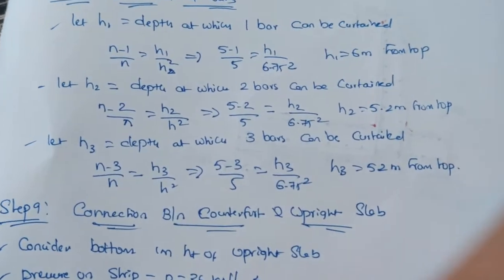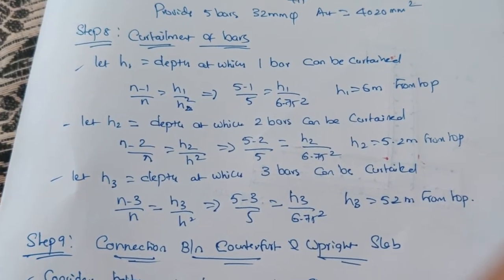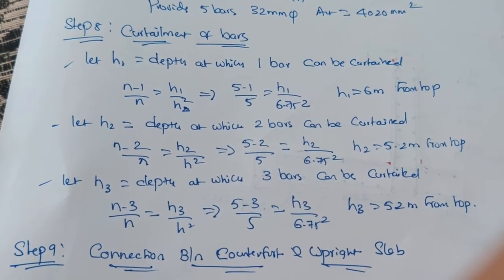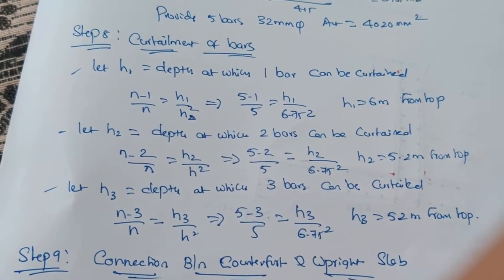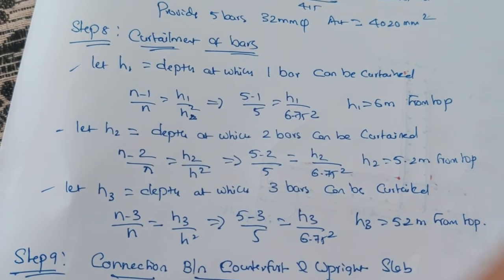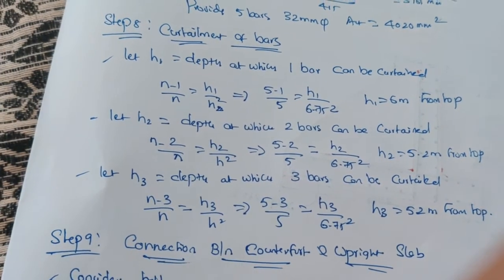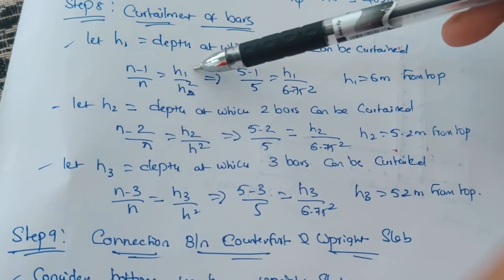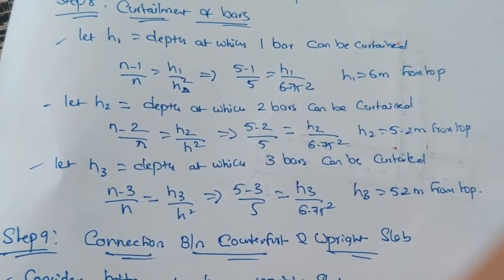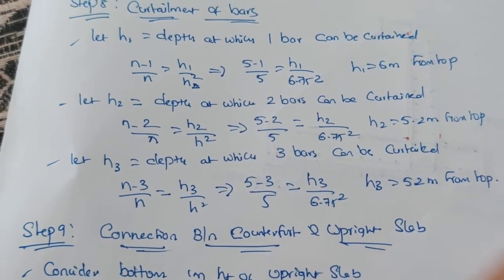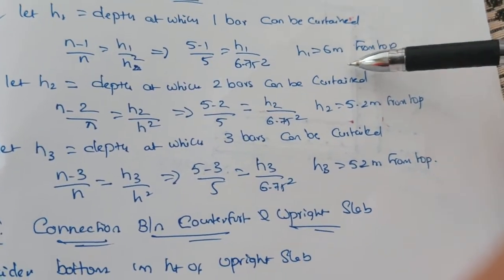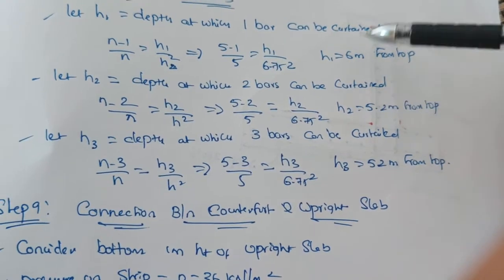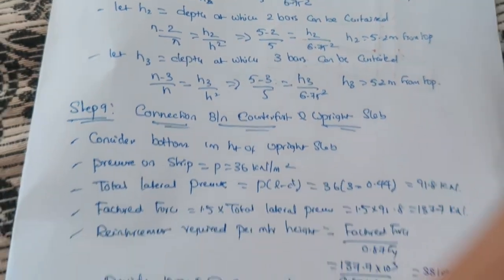So the next step is the curtailment of the bars. In the previous video we already discussed this: when you are providing the counterforts, from 1 meter distance at the top, how much you are providing and how much of a bar has to be curtailed. So this is the formula, n minus 1 by n is equal to h1 by hs square. When you find this completely, h1 is how many meters from the top and h2 is how many meters from the top, you have to curtail the reinforcement there.